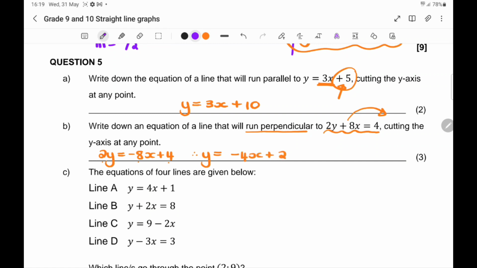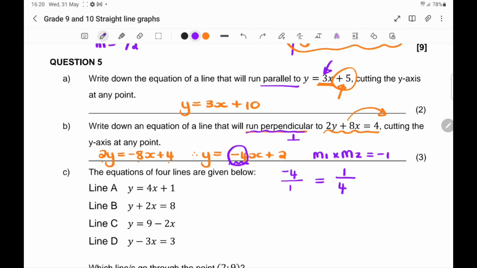So if they run perpendicular, what do you do with the gradient? If they run parallel, the gradient stays the same. But if they run perpendicular, which means they meet at a 90-degree angle, it means that the gradient of the one times the gradient of the other must give you negative 1. All right, but there's an easy way of doing it. You take the gradient, which is negative 4, you force it into a fraction, and then you flip it around and you change the sign.